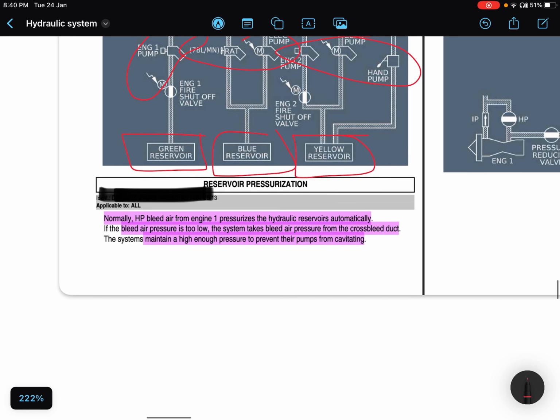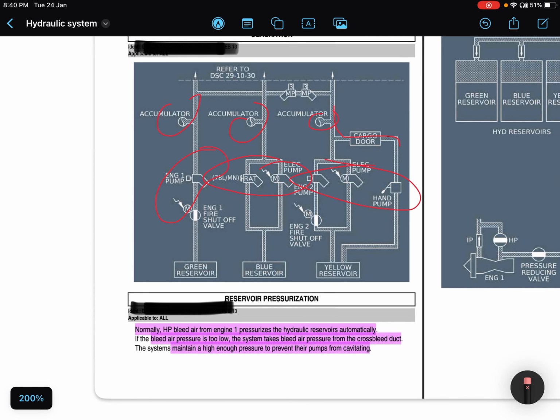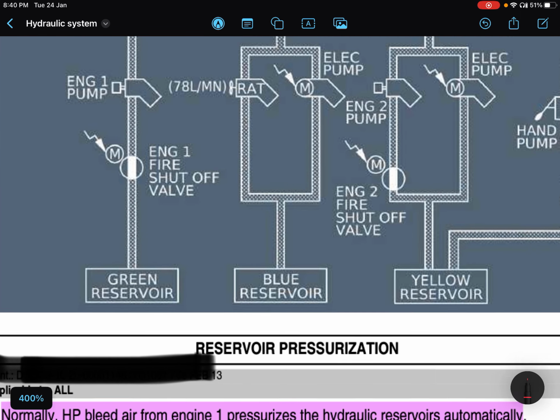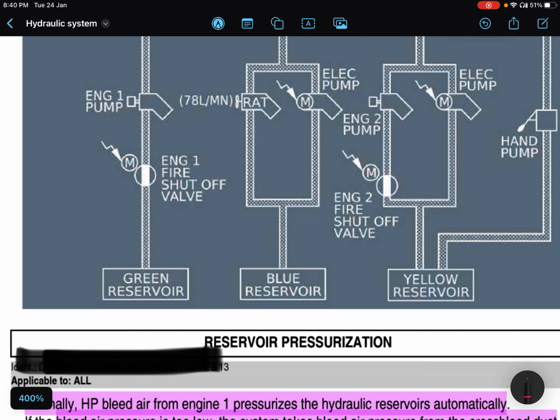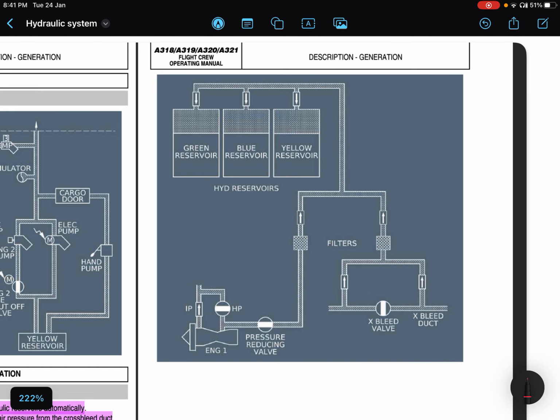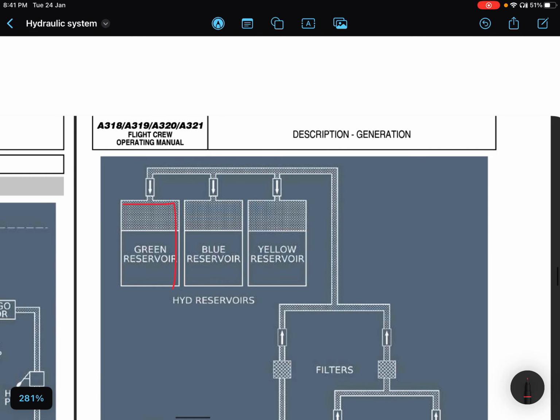Right. Now we will talk about reservoirs and their pressurization. We have three reservoirs. Am I right? How do they get pressure? You need to pressurize any fluid system, and that pressure comes from the bleed air of engine number 1. Yes, here it is. These are the three reservoirs.